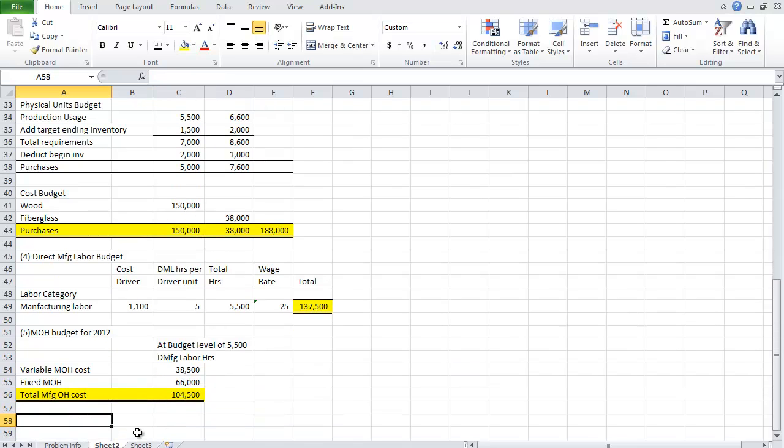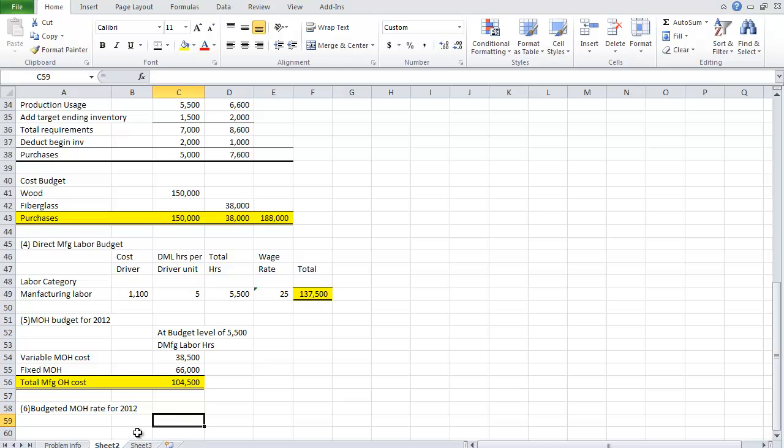So from there, again following the process diagram that we saw in the book and we talked about in class, we go to the next piece of the puzzle, which is the budgeted manufacturing overhead rate. With this, you probably remember that we're going to take our overhead and we'll divide it by our driver, which in this case is the labor hours. So in order for us to get this, we take our 104 and we divide that by our total hours of 5,500, and that'll give us $19 an hour.